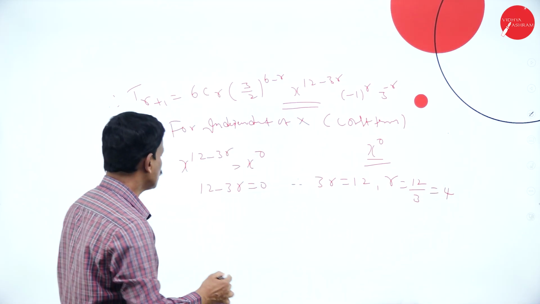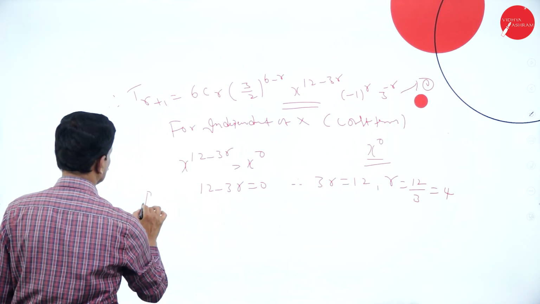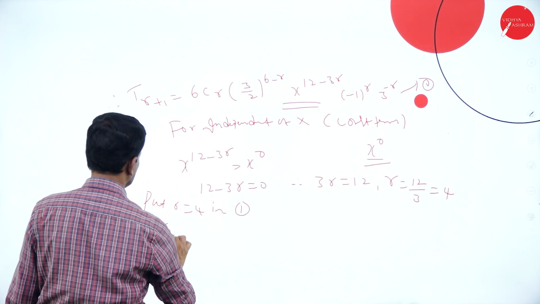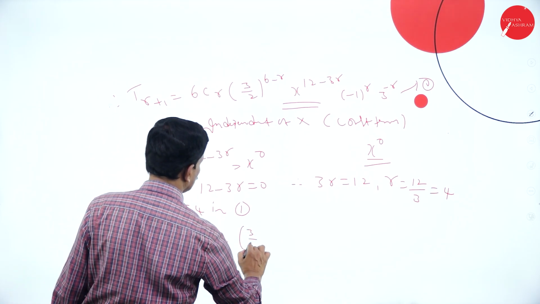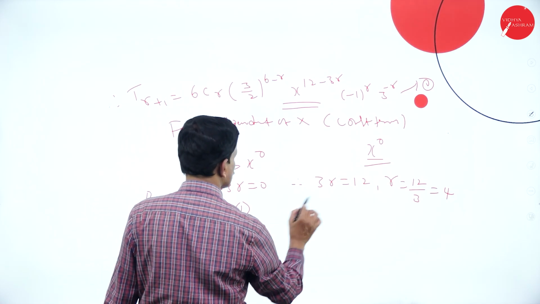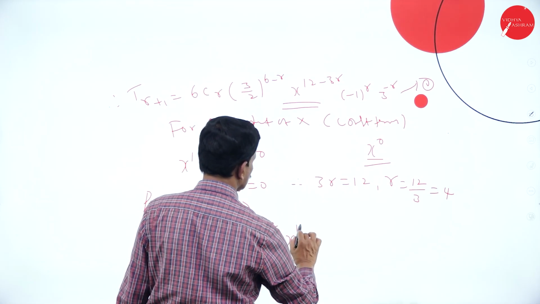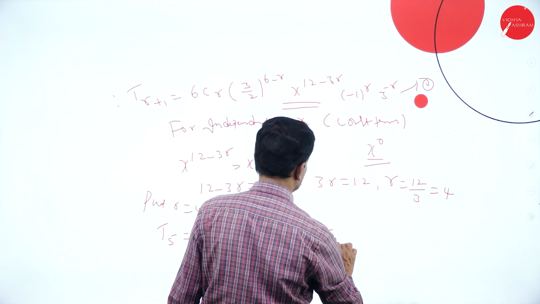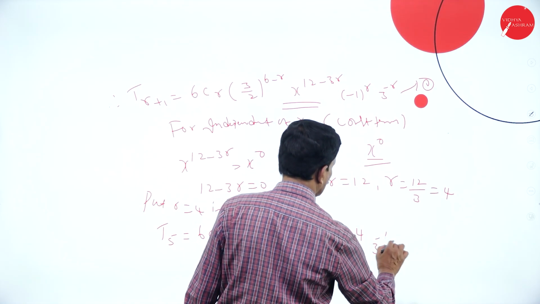Now put r is equal to 4 in this expansion, that's it. Put r is equal to 4 in equation 1. Then you will get T5 is equal to 6C4 (3/2) whole to the power of 6 minus 4, 6 minus 4 is 2, x to the power of 12 minus 12, definitely we will get 3 twos are 6, 12 minus 12, into (minus 1) to the power of 4 into 3 to the power of minus 4.